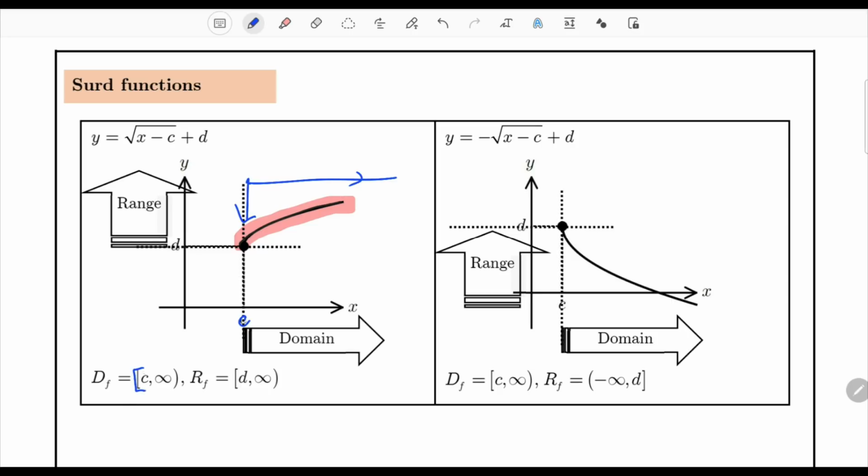So in interval form, this is half open, c to infinity. And the range: the corresponding value when x is c, the y value is d. So starting from d to infinity. So that's how we do it. You need to be able to sketch the curve. Similarly, this is a negative curve. So the domain is from c to infinity, and the range is from negative infinity up to d. There you go, as an example.